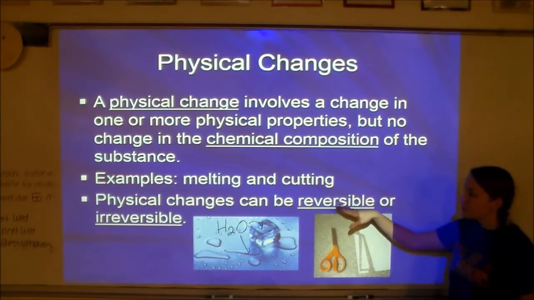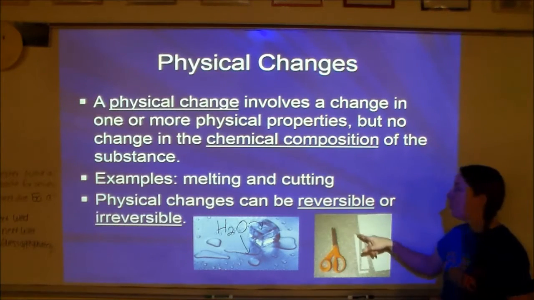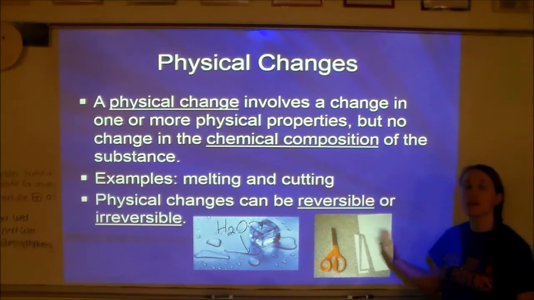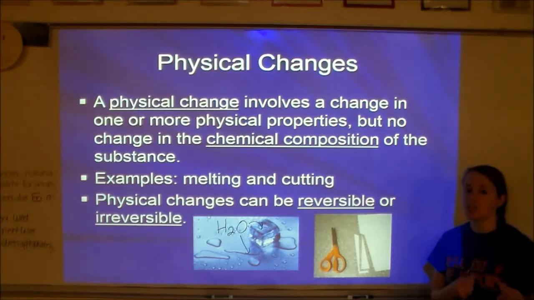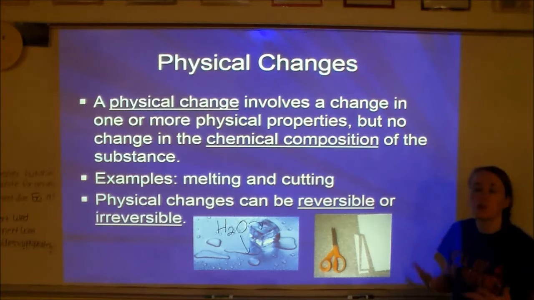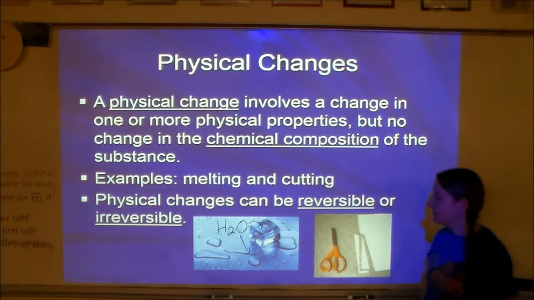So physical changes, like I said, can be reversible like the melting, where we can just refreeze it, or irreversible like the cutting of paper, or like cutting hair. If I cut hair, I can't just magically reattach it. I have to tie each strand or glue it or something. I can't make it just one piece of hair again. All right, so let's move on.